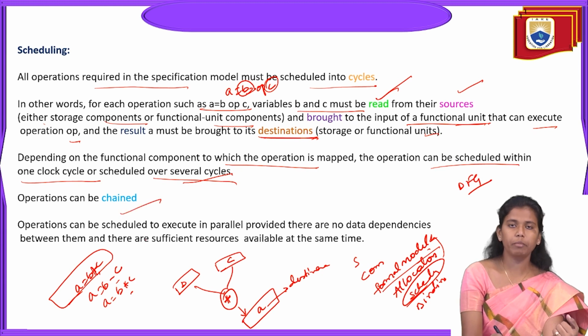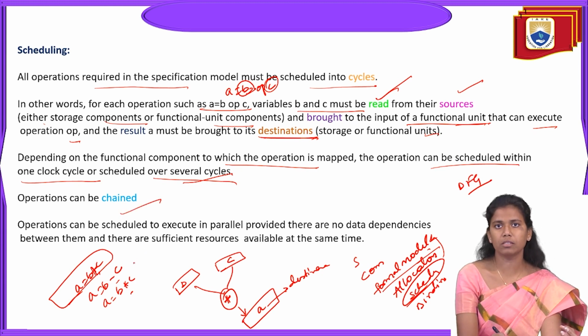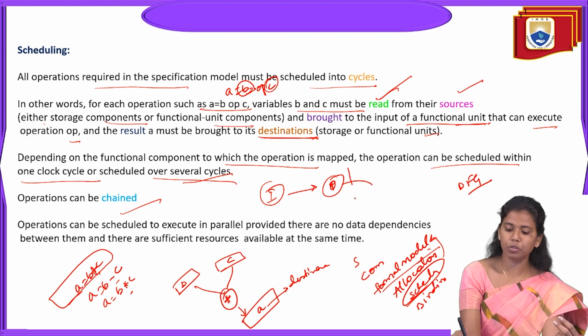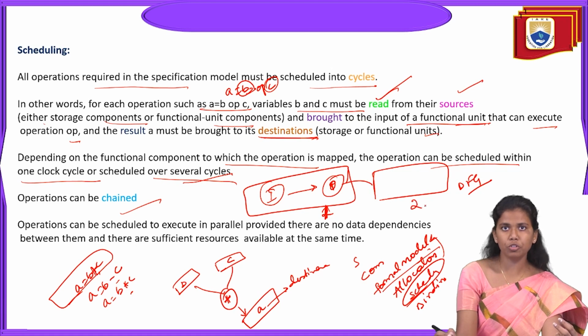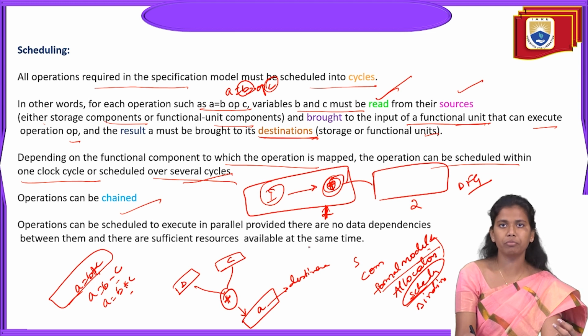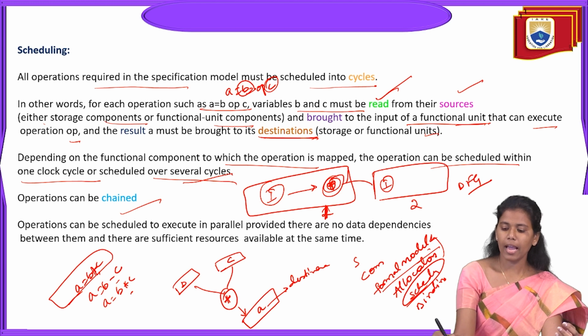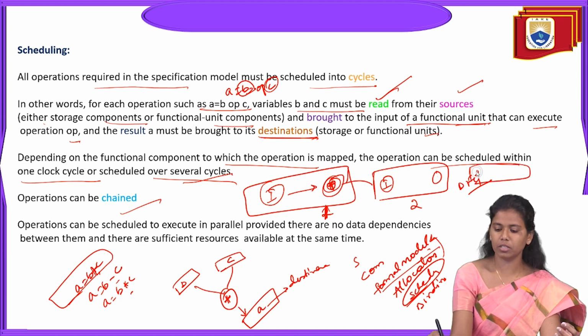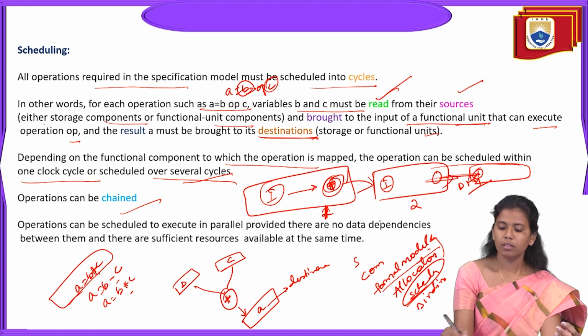And then operations can be chained. What does this word chained mean? Chained is nothing but I have some inputs and I get some output. This output can be given as input to the second element. So this is the first element, and to the second element I give the output that I got from the first element as its input. From there I get the output, and this output again acts as an input to the third element. Likewise, this is nothing but the chained process.